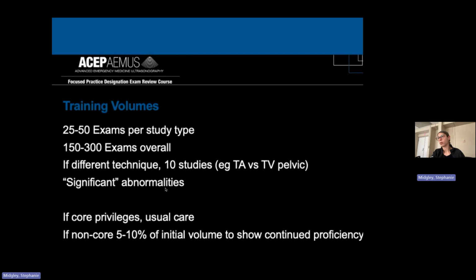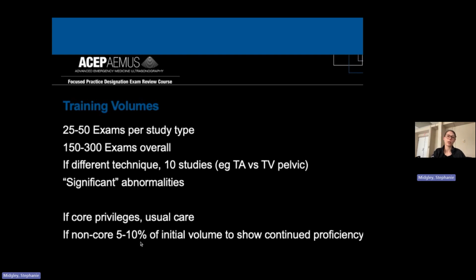So people who need to get credentialed, meaning the first time they're going through the system, most of the time it's 25 to 50 exams that they have to complete. If it's a transabdominal versus transvaginal, usually it's just like 10, so they need 10 transabdominal and then 10 transvaginal to get credentialed. Knowing what percentage have to be abnormal. Most places use 10% as abnormal, but ACEP says significant abnormalities. A significant percentage have to have abnormalities, but it doesn't give you a number.